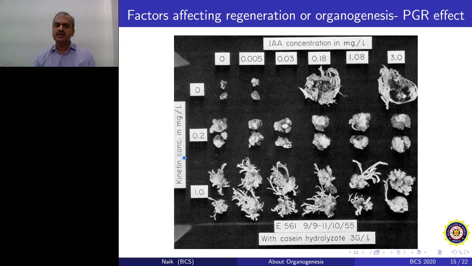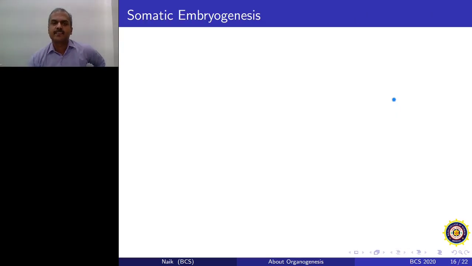Whereas as you increase the kinetin concentration and keep auxin low, at a higher kinetin and low auxin you are seeing a higher number of shoots formed, whereas as you increase auxin, again there is callus formation. So it is very clear that high cytokinin will give rise to the maximum number of shoots, and high auxin concentration will give the maximum number of roots on your explants.